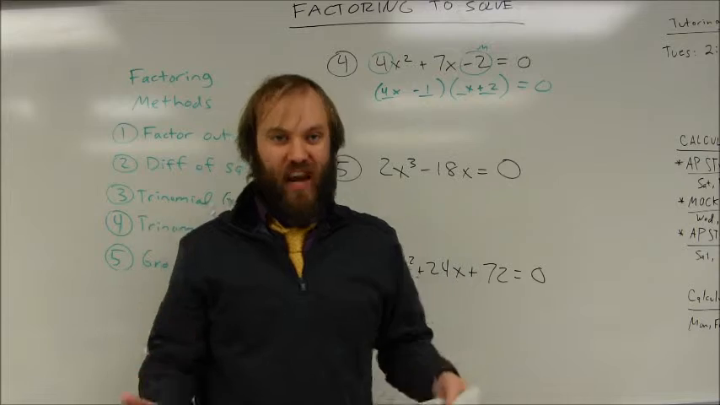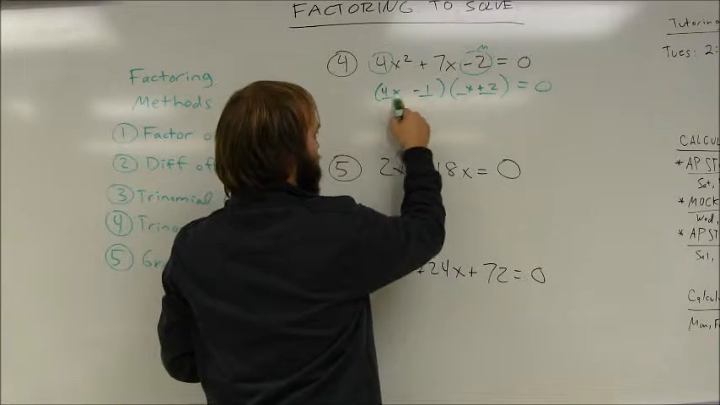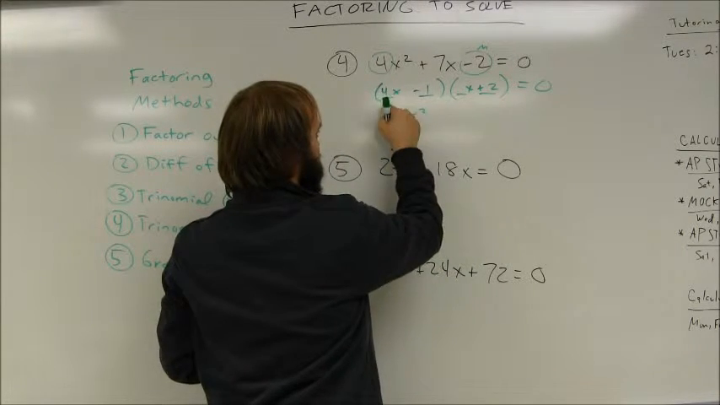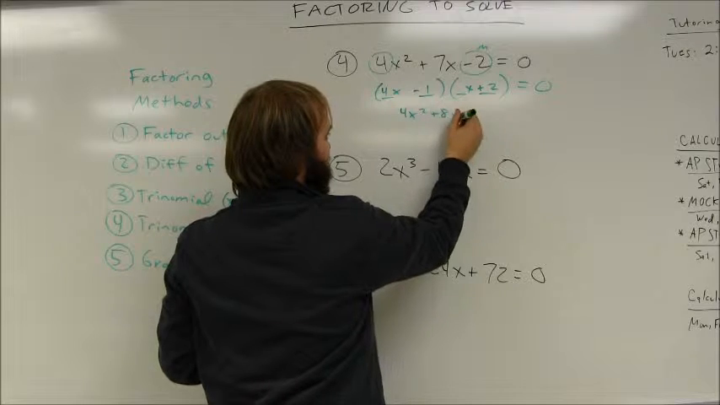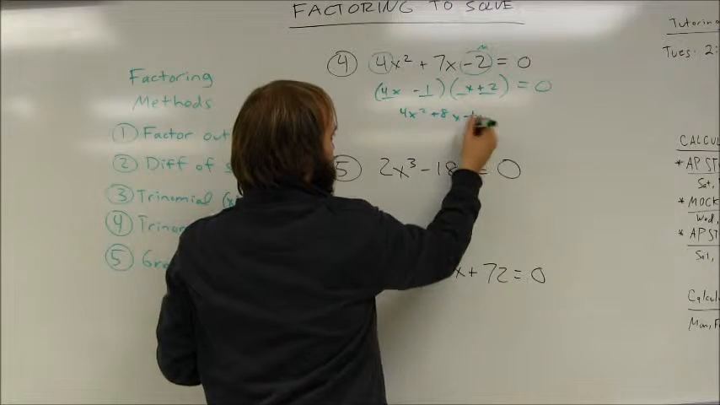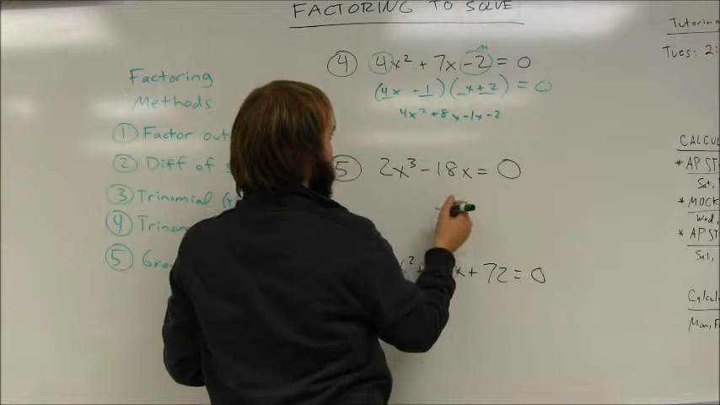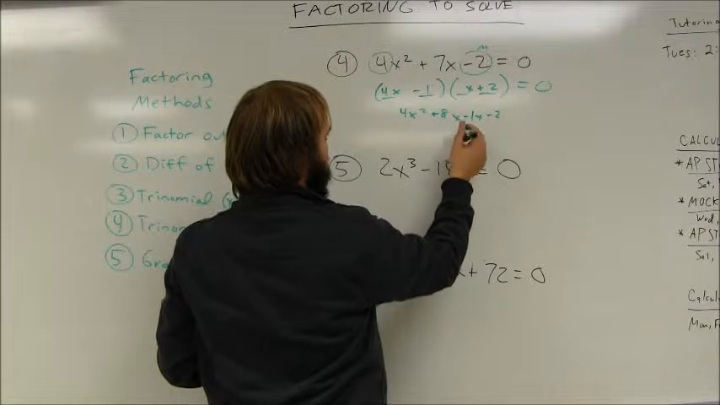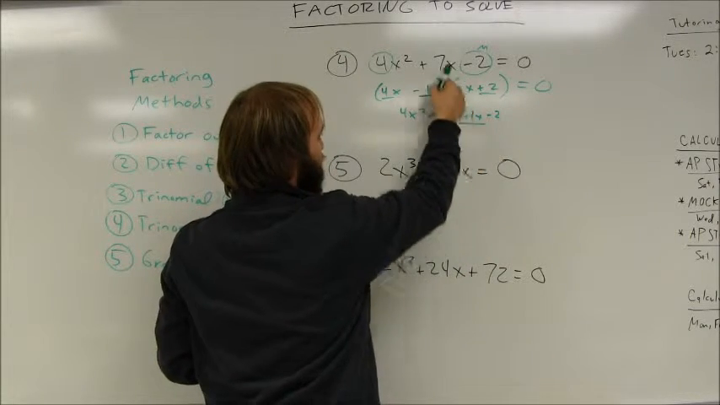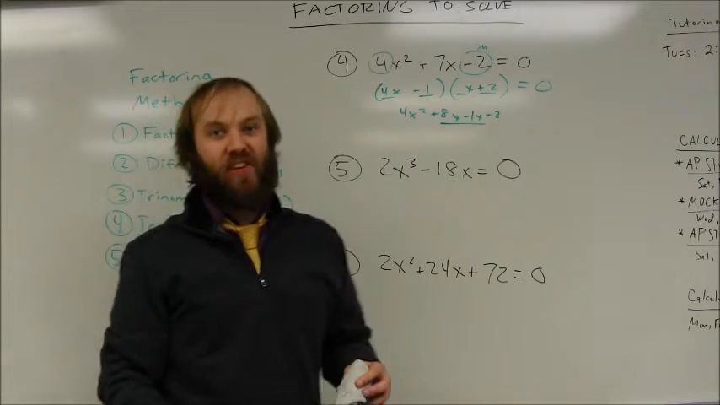And again, if we check, you'll notice 4x times 4x is 4x squared. 4x times 2 is 8x. Negative 1 times x is negative 1x. Negative 1 times 2 is negative 2. And if you simplify down, you're going to notice you get the 7x in the middle there. That is the correct factorization.